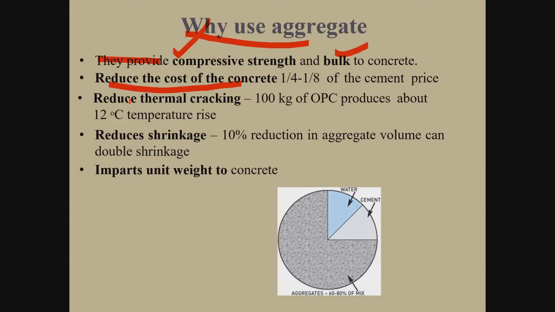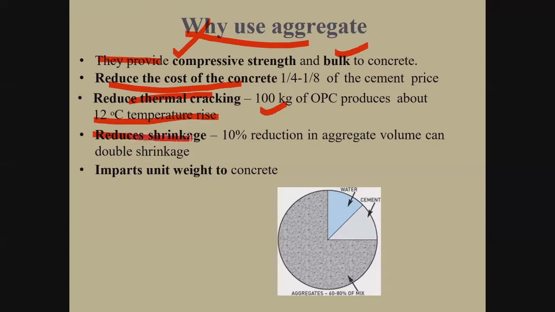Then, reduce thermal cracking. As you know, about 100 kg of ordinary Portland cement produces almost a 12 degrees centigrade temperature rise. So if the whole bulk of concrete or mortar were prepared with cement, it would increase the temperature of the mix enormously. So to reduce this temperature rise, we are using aggregates, which will further reduce the thermal cracking.